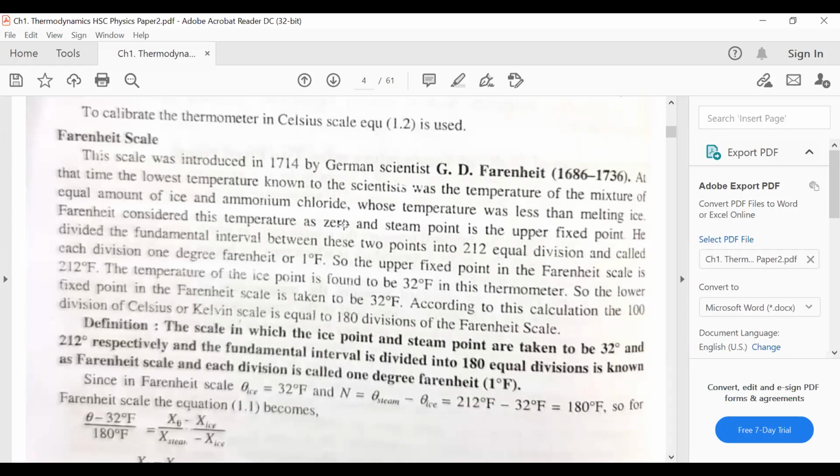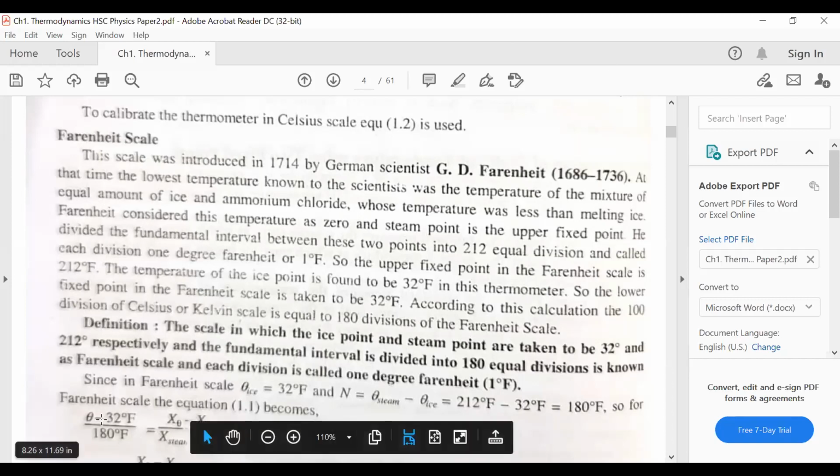So that is taken as the 0th point or the beginning point in Fahrenheit. So 0 degrees Celsius is equivalent to 32 degrees Fahrenheit. Similarly, the steam point is 212 degrees Fahrenheit. So the fixed or fundamental interval N will be equal to 180.